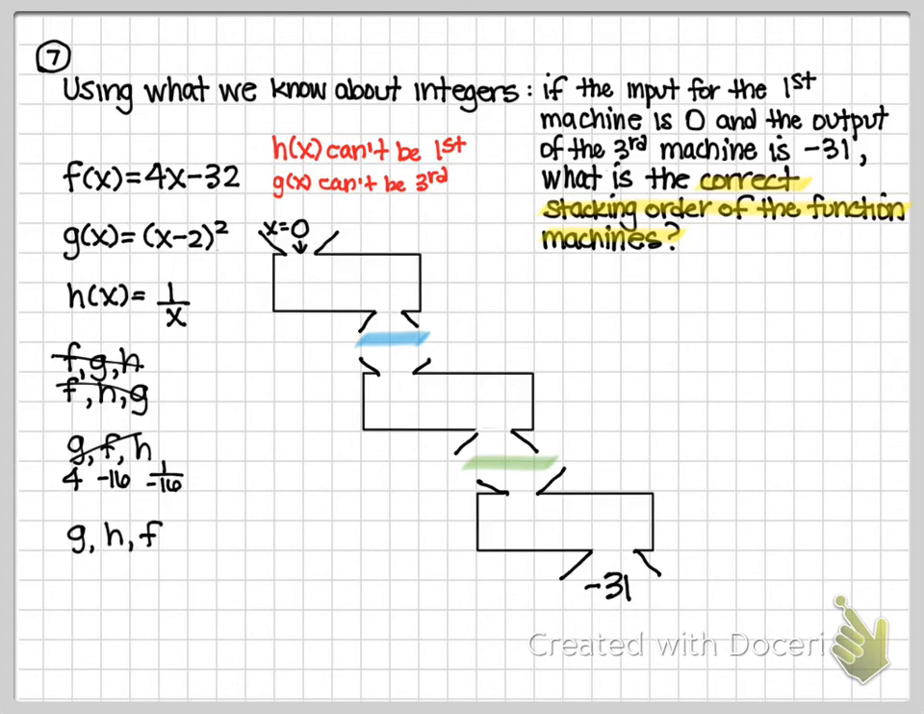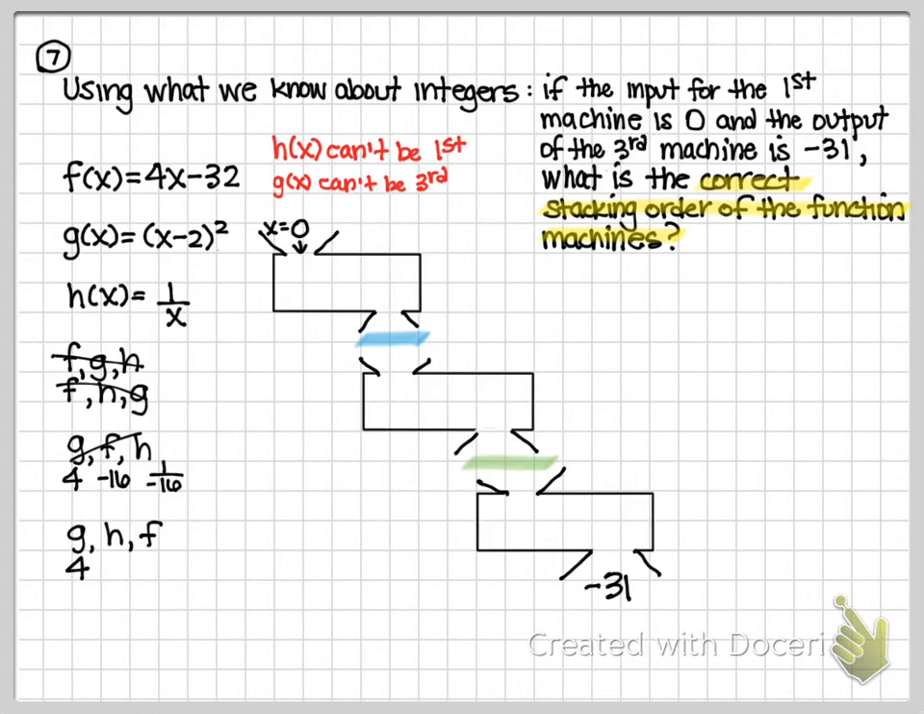So I'm going to take 0 and plug it into my G function. Okay, if I plug 0 into my G function, I think I get 4. So I'm going to put a 4 here. Now I'm going to take that 4 and plug it into my H function. So this is me just doing scratch work off to the side. Once I feel good and I'm confident about the order, I'll fill in all of the machines stacked.